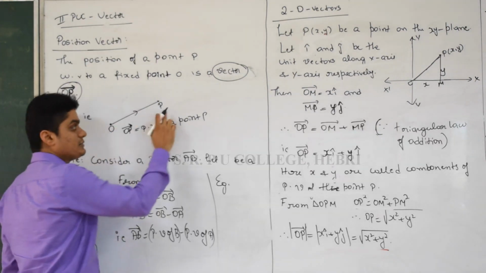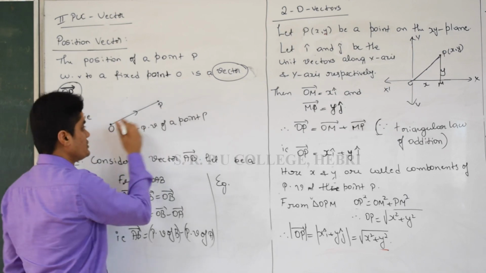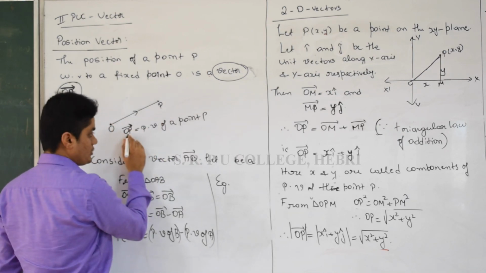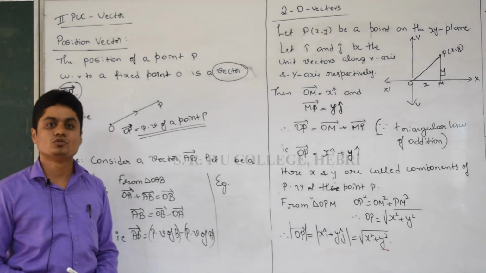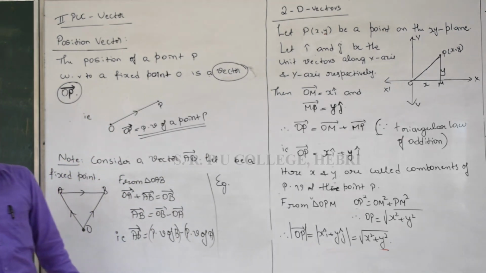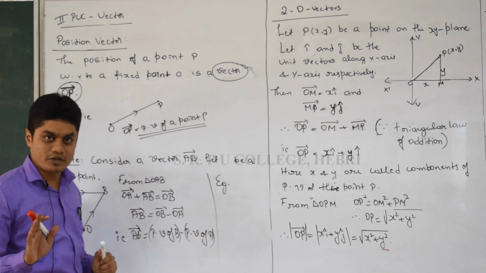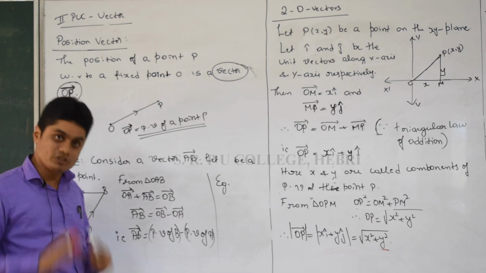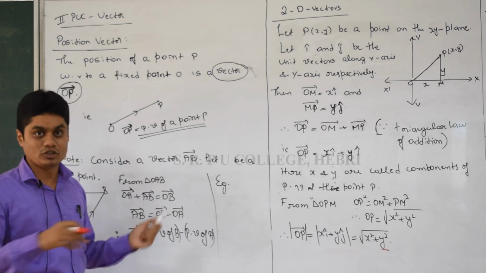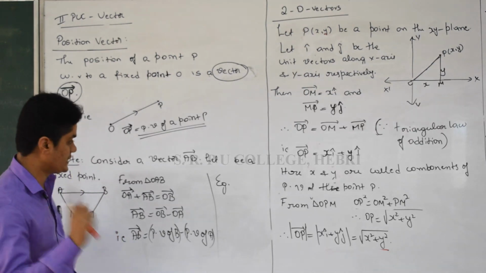Initial position and terminal position: what is the initial position? O. The terminal position is point P. So it is the vector OP. Vector OP represents the position vector of the point P with respect to O. Understood? So the position of a point, in a space or in a plane, in both cases is a vector, because to represent a position, both direction and magnitude are needed.